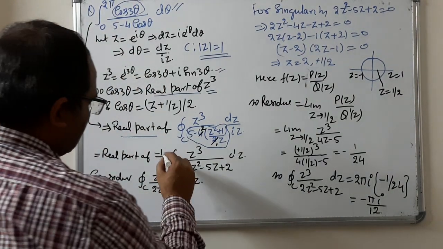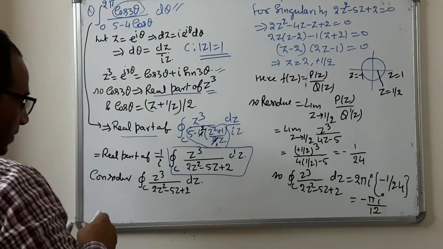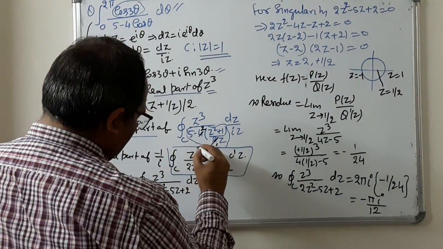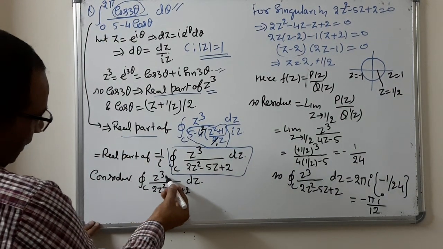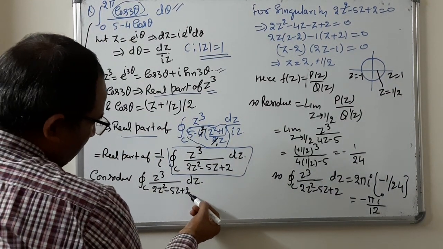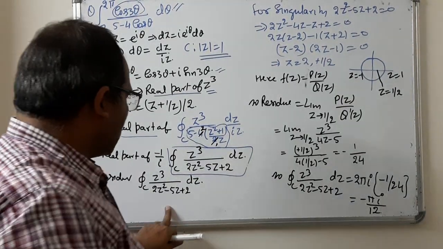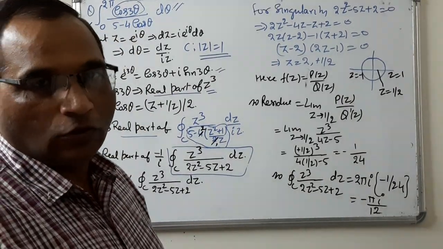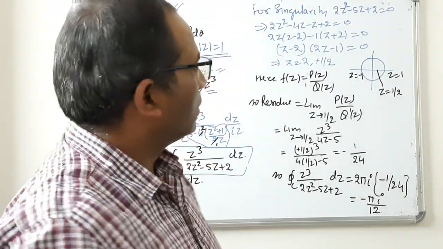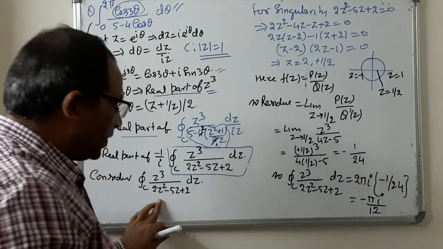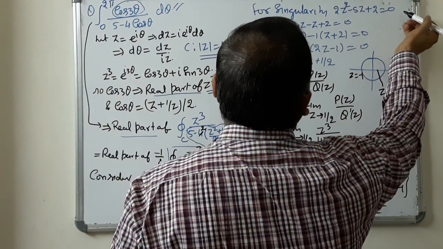Now consider this integration. If we consider this integration, we can write this one as integration c z cube upon 2z square minus 5z plus 2. This is a complex integration, and we can find out the value of this integration using residue theorem. And for residue theorem we want the singularity, and for singularity put this denominator equal to 0, that means 2z square minus 5z plus 2 equal to 0.